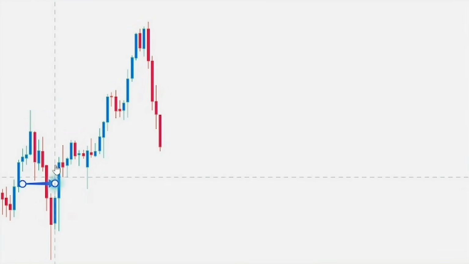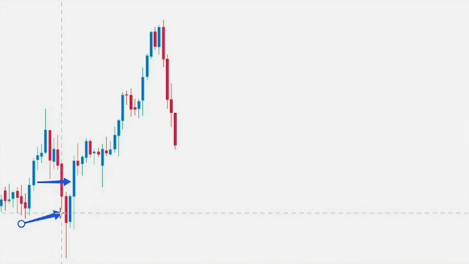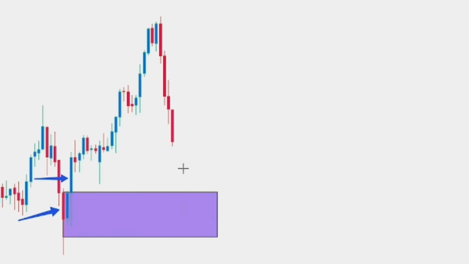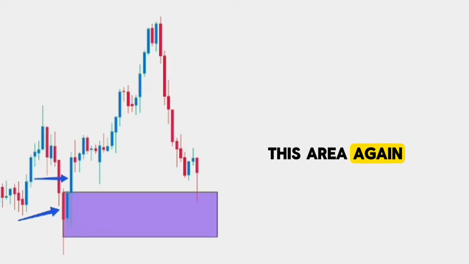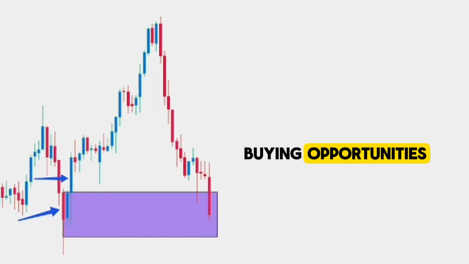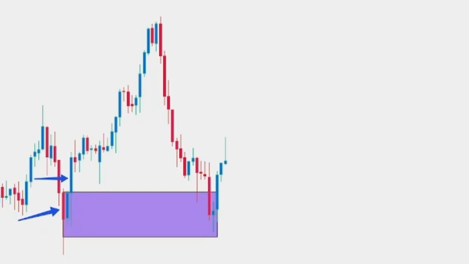If we look just before it, we can see the last bearish candle before the rally. This candle becomes our demand zone. When price returns to this area again, we begin looking for buying opportunities. That is all you need to understand for now, because everything else in this lesson builds on these two concepts.